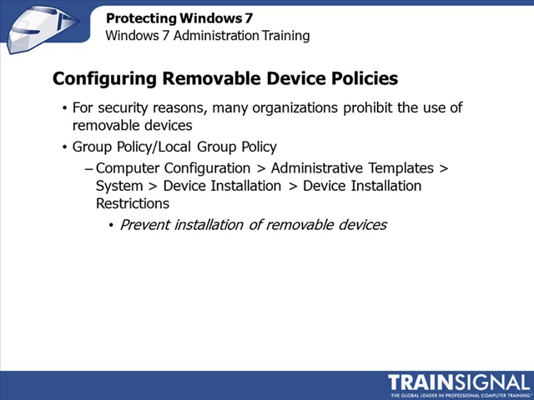So a lot of organizations will say, we're not going to allow the use of removable devices. This is handled through group policy or local group policy, at Computer Configuration, Administrative Templates, System, Device Installation Restrictions. And there's an item there called Prevent Installation of Removable Devices. We're going to go over to a Windows 7 machine right now so you can see that.